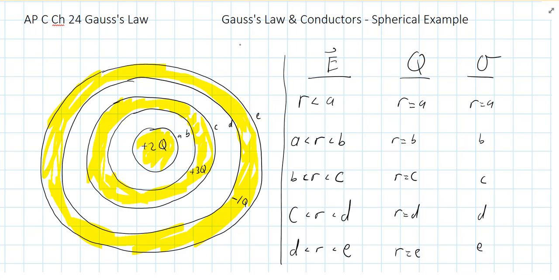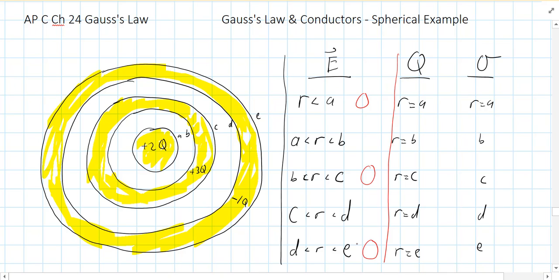I know that within a conductor, the electric field has to be zero when we've achieved electrostatic equilibrium. So when I'm inside this metal ball, R less than A, E is going to be zero. And I'll make a little line here to separate these. Also between B and C, the electric field has to be zero. And also between D and E, the electric field has to be zero. Because in all three of those locations, I'm within a piece of metal, and the electric field within a piece of metal in electrostatic equilibrium has to be zero.